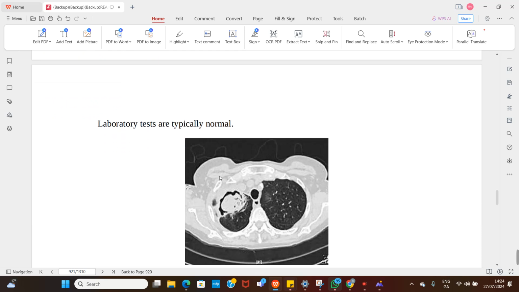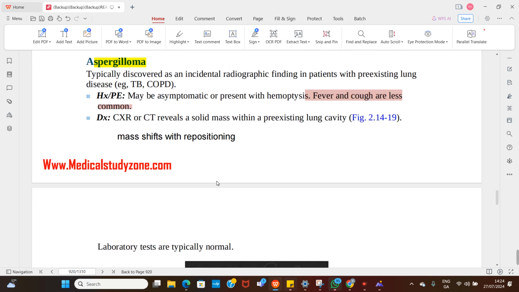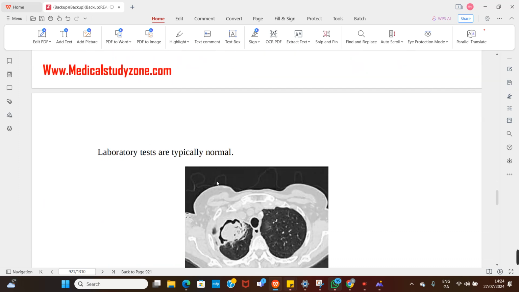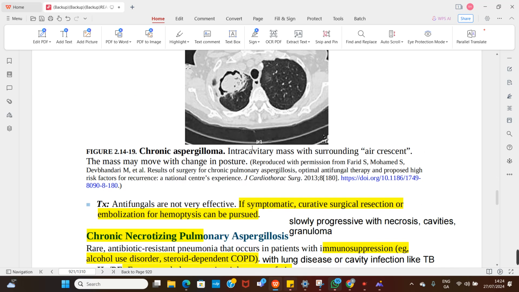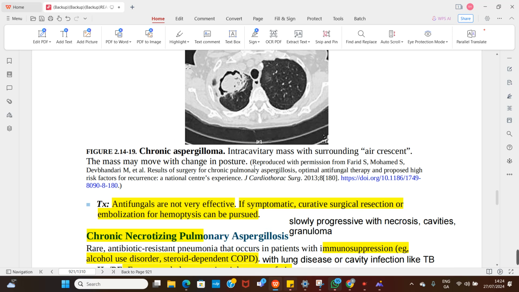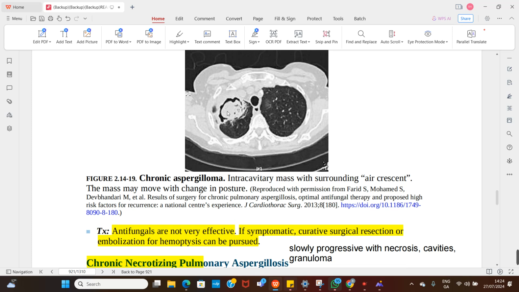If you do your X-ray, you're just going to see a ball of fungus, right? That is aspergilloma. No fever, no cough, nothing. So the labs will be normal. They are very quiescent. You don't have to give any antifungal. They will not work because the fungus is in the cavity. Unlike in ABPA, where you have to give itraconazole, voriconazole, and steroids, here you don't give any antifungal. You just go and remove that ball.